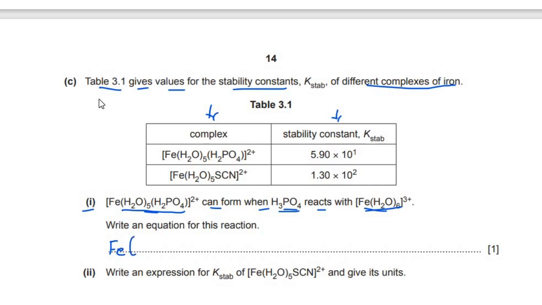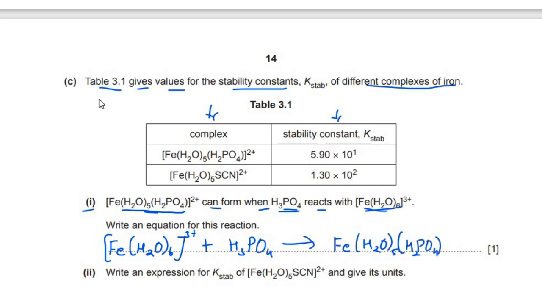[Fe(H2O)6], right? And the charge of the whole complex is 3+. So here you can see that the charge of Fe, that is iron, should be 3+. And the next reactant is H3PO4, that is phosphoric acid, and the main product is [Fe(H2O)5(H2PO4)], and the charge of the whole complex is 2+.